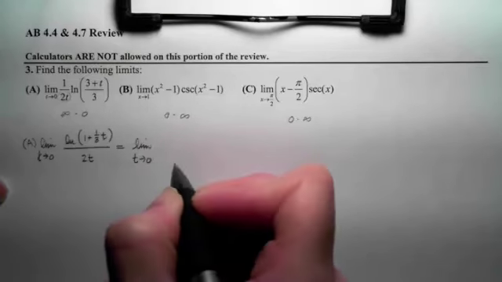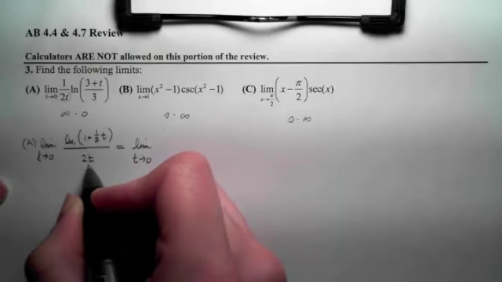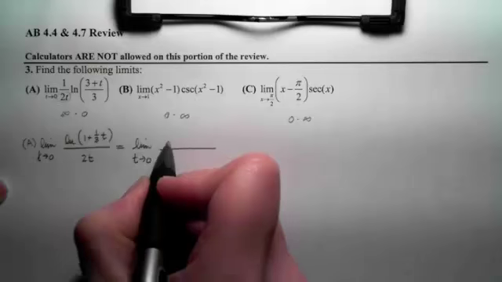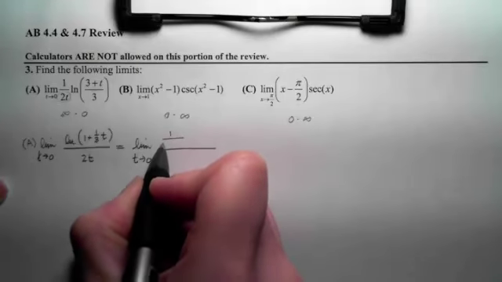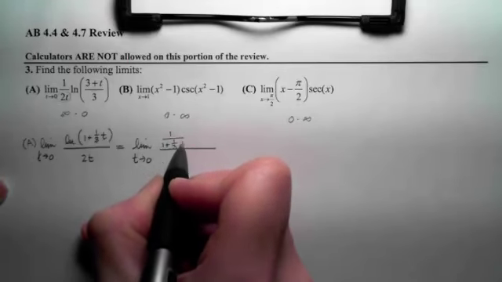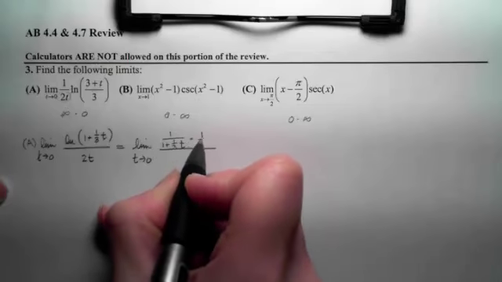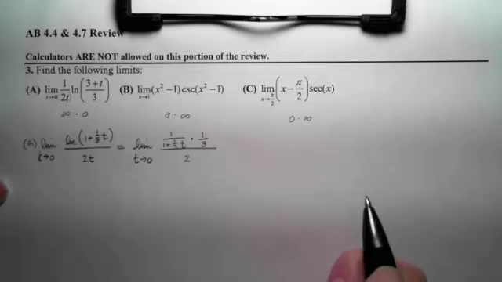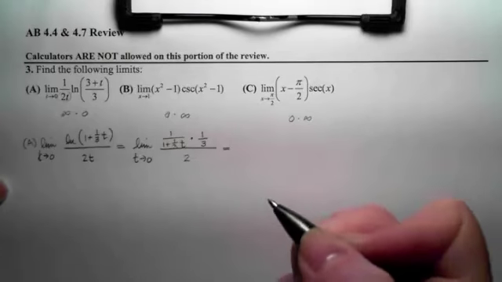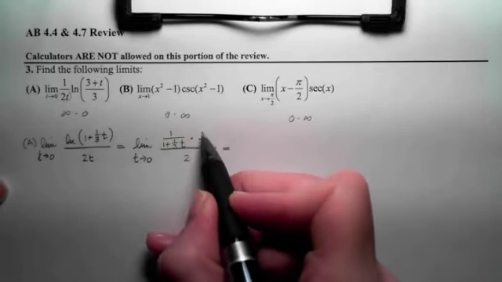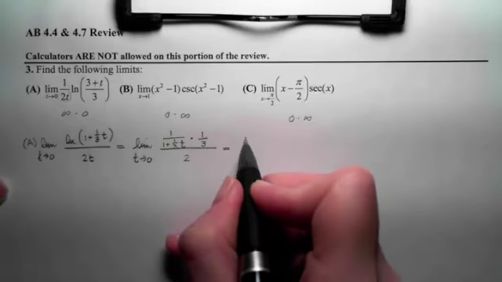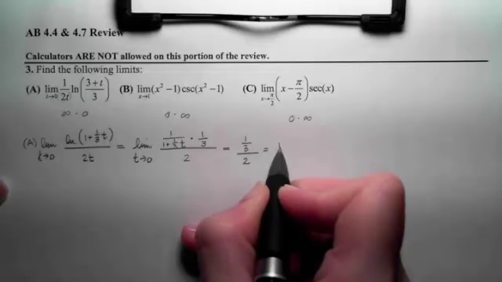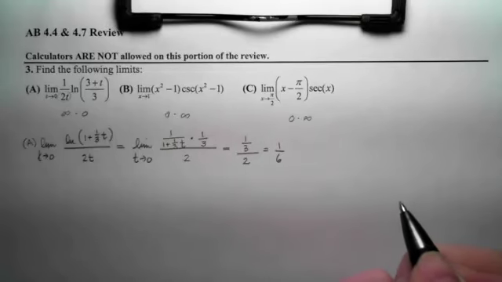L'Hopital says I can just take the derivative of the top and the derivative of the bottom and then compute the limit. So the derivative of the top is 1 over that inside times the derivative of the inside, while the derivative of the bottom is just 2. If I now plug in 0, I'll get a 1 times a 1/3 divided by a 2, which is a 1/3 times a 1/2, or a 1/6.